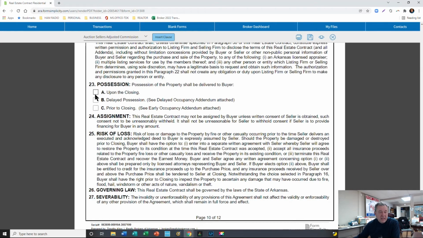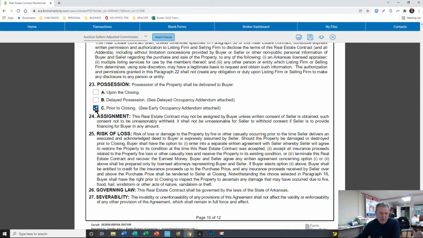Possession upon the closing is golden. So on the day of closing, the seller sells it and hands the keys over. The buyer buys it and gets the keys. Delayed occupancy. I've had several of those. It makes me nervous, but it's worked out in the past year.